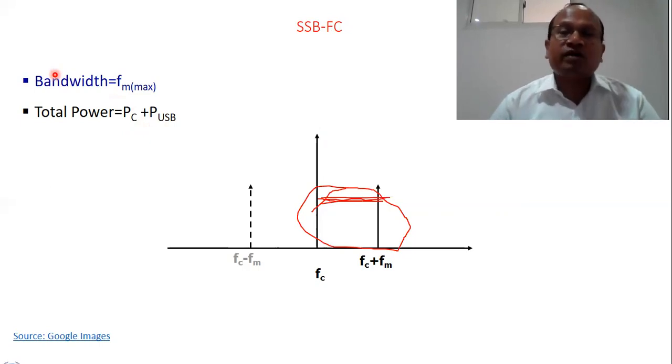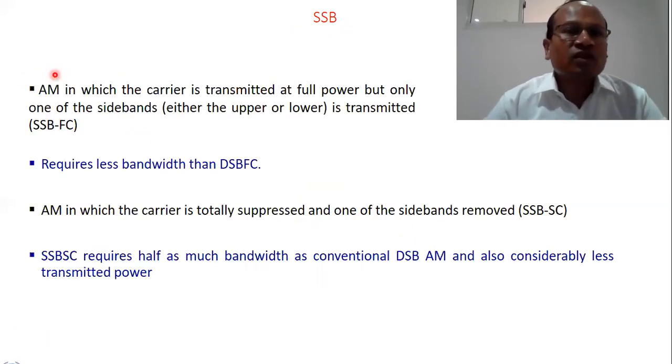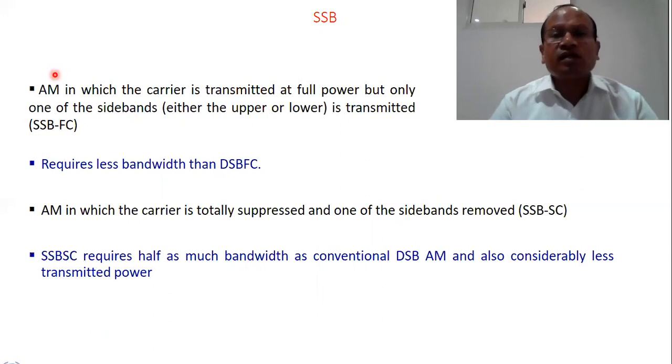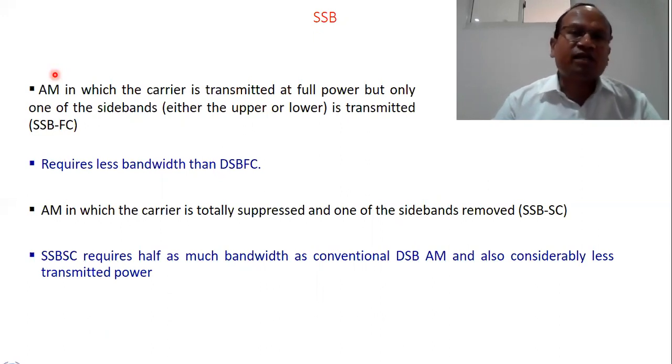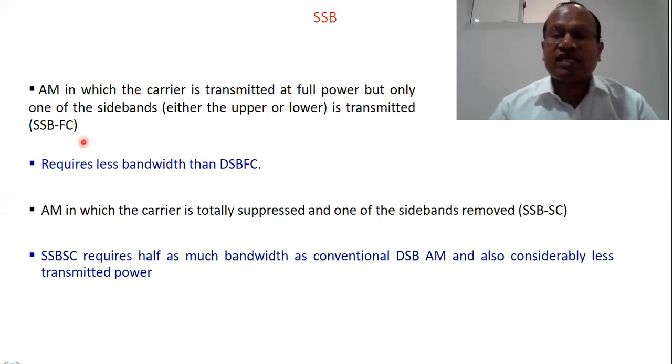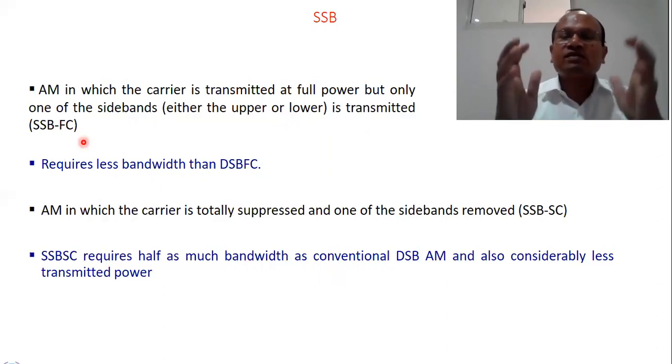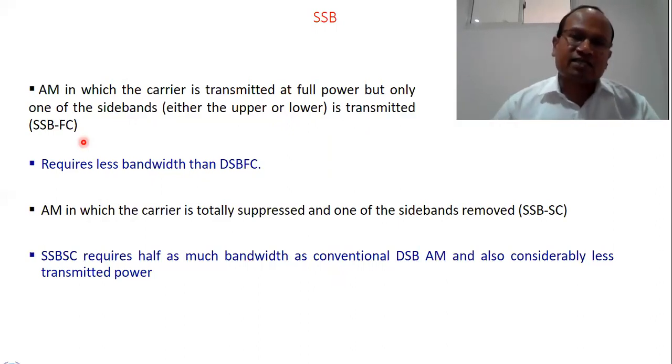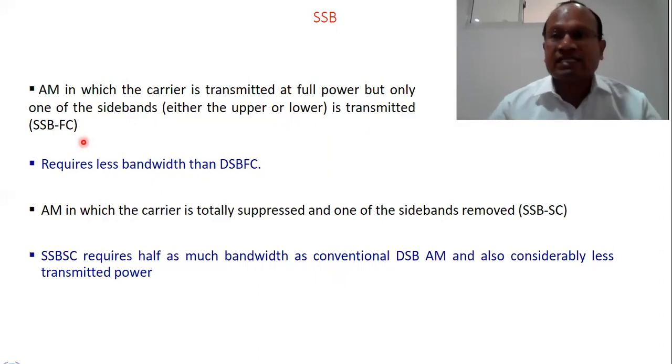This is the power and bandwidth calculation when we are only sending one sideband. In SSB AM, this is the AM method in which carrier is transmitted at full power, but only one sideband. When it is SSB FC, as I told you, SSB has two variants, SSB FC and SSB SC.